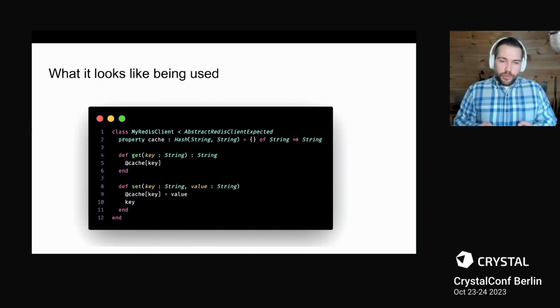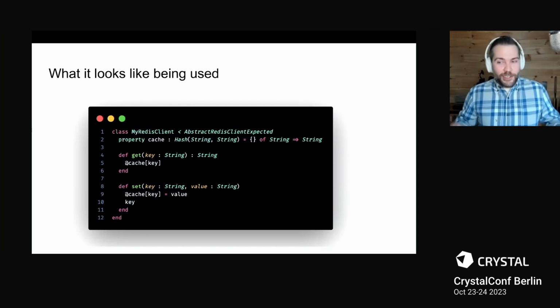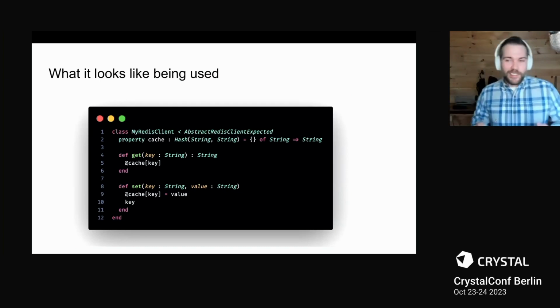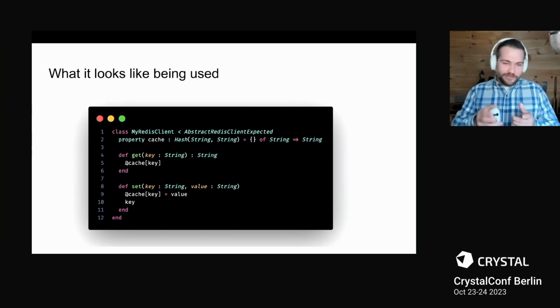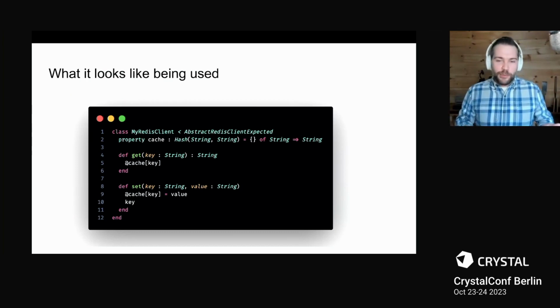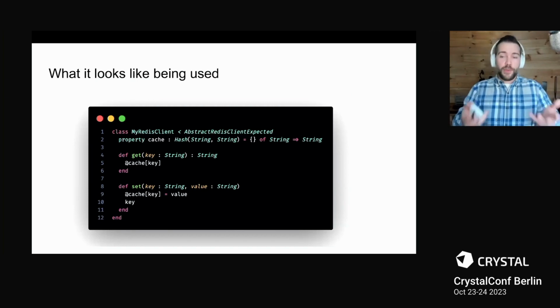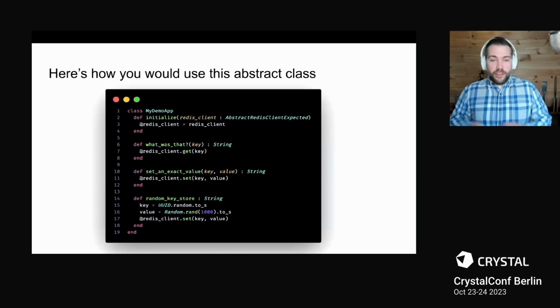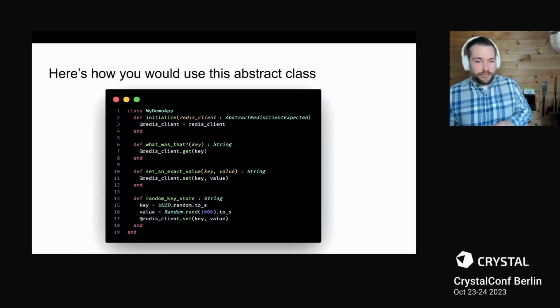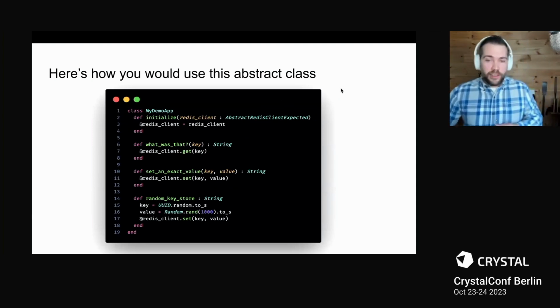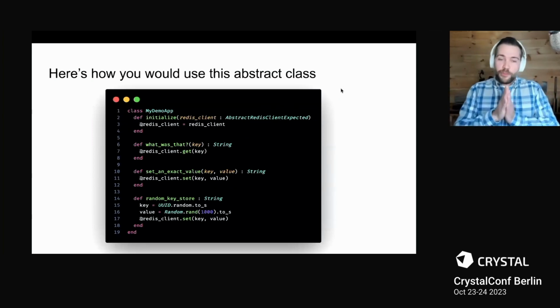This is a really simple example. I called it a Redis client, and I kind of lied because it's actually using a hash. That's things you can get away with sometimes. We're inheriting from our abstract class. We're redefining the methods that were placeholders and actually giving them the behavior that we expect them to have.